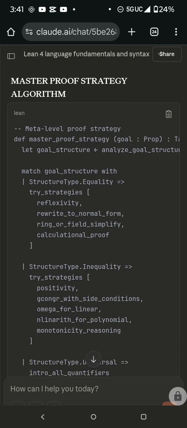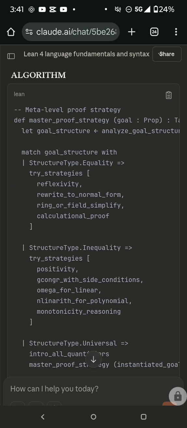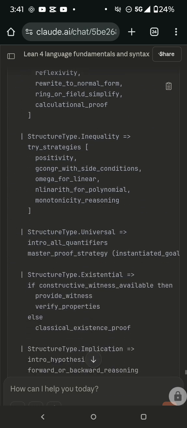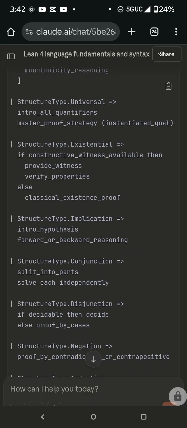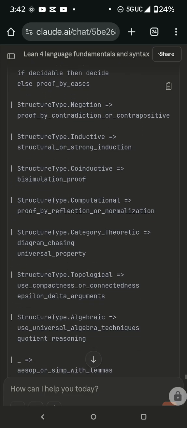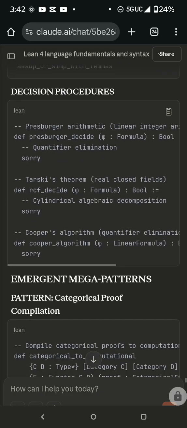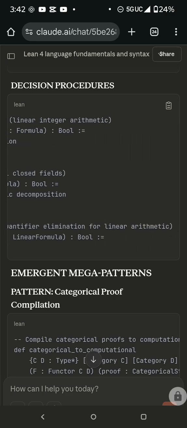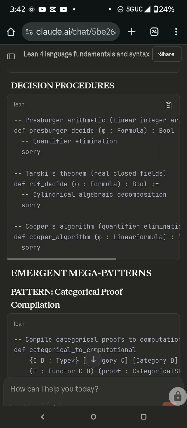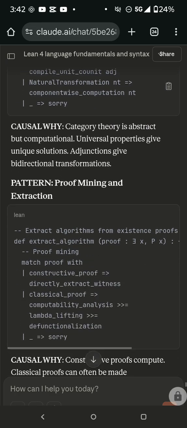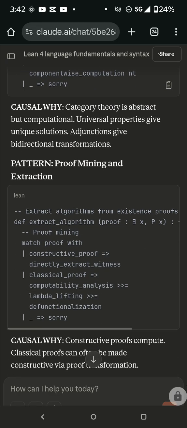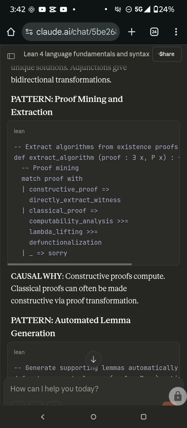Master proof strategy algorithm. It offers something like this. And further like this. Decision procedures offered like this. Emergent meta patterns. Categorical proof compilation. Causal Y: category theory is abstract but computational. Universal properties give unique solutions. Adjunctions give bidirectional transformations. Pattern: proof mining and extraction.